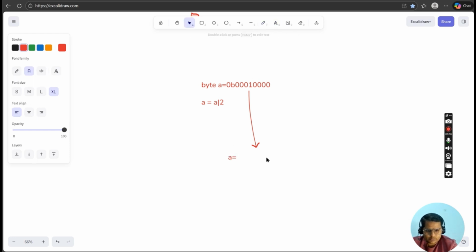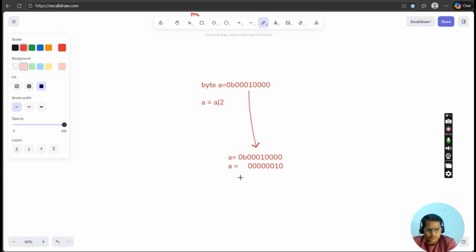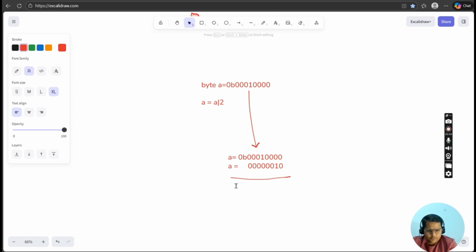A equal to 0B 0 0 0 1 0 0 0 0, right? And we are doing OR, so the value will be 0 0 0 0 0 0 1 0, right? So this 1 0 is 2 basically in binary. What will be the updated value?